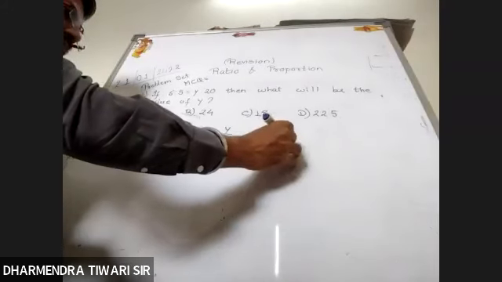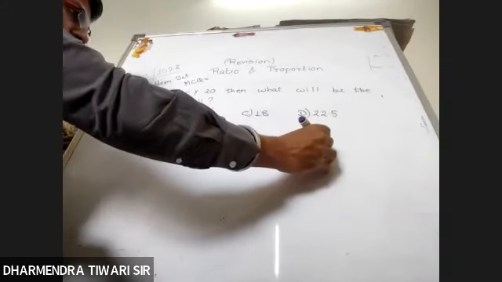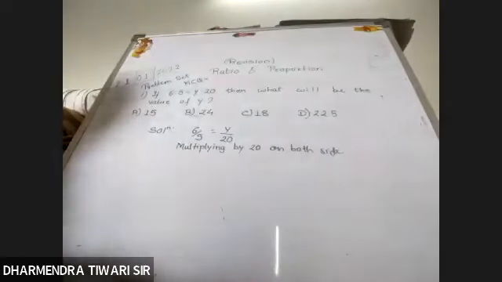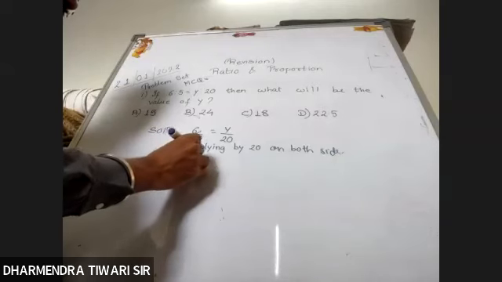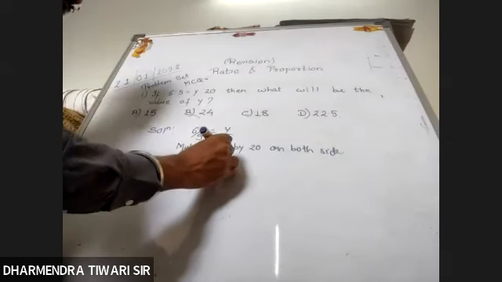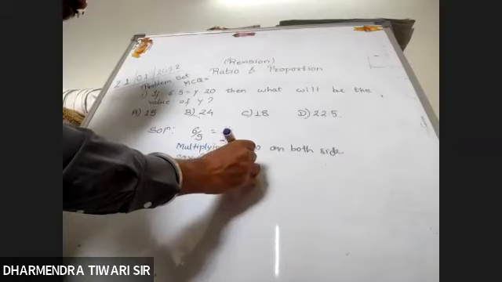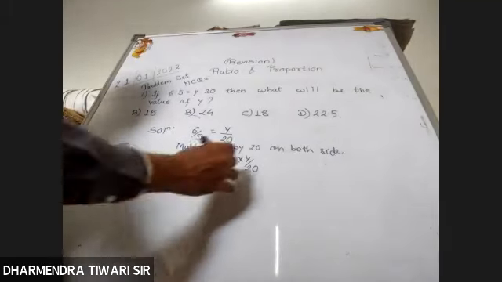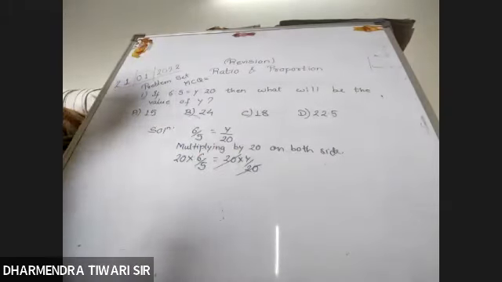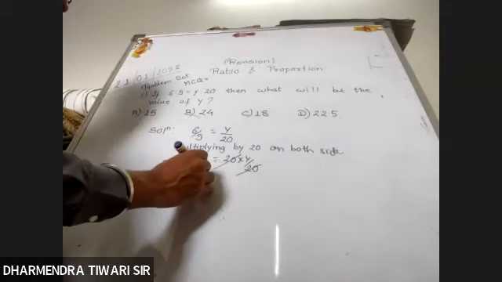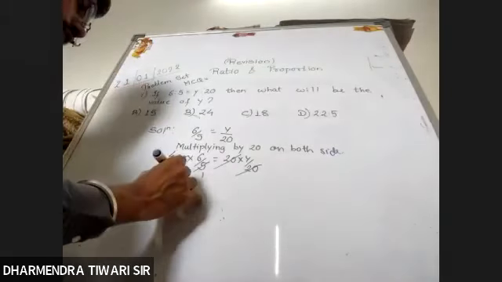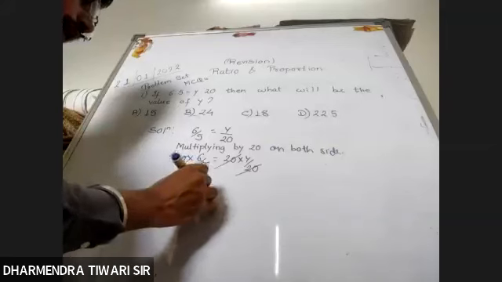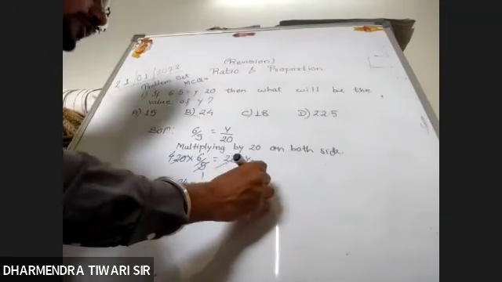By 20 on both sides, we get 20 into 6 by 5 is equal to 20 into y by 20. So just cancel this 20, 20. What remains? 5 ones are and 5 fours are. So this is a very obvious case. We know that 6 fours are is 24. So 24 is equal to y, that is y is equal to 24.